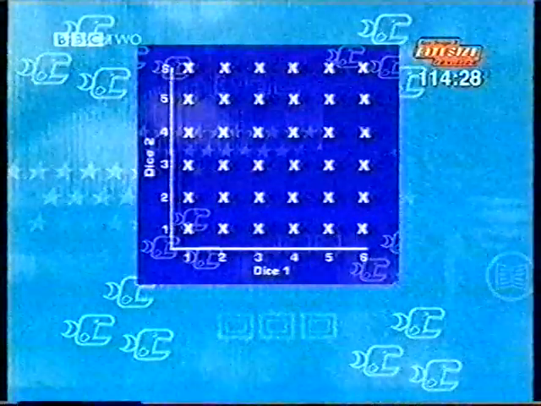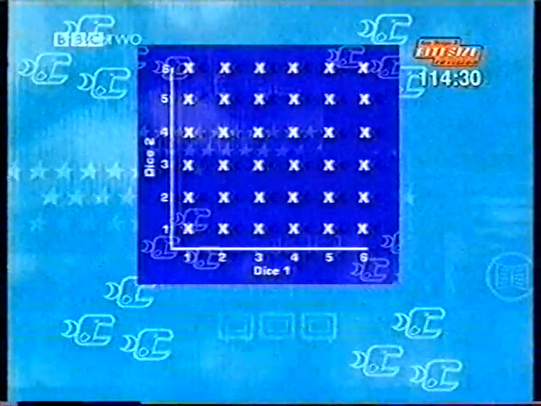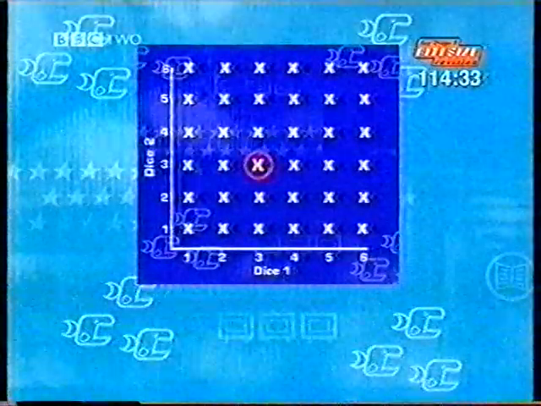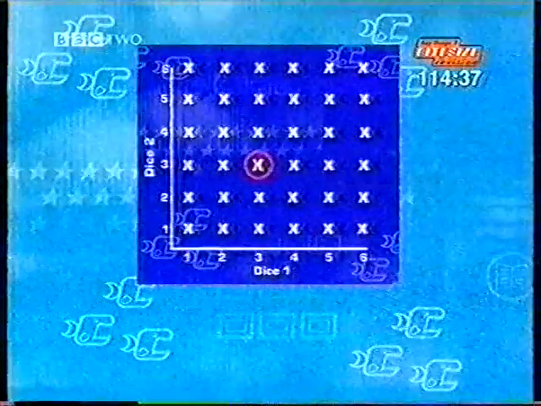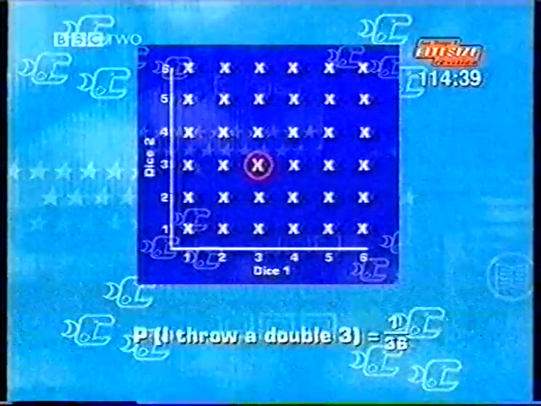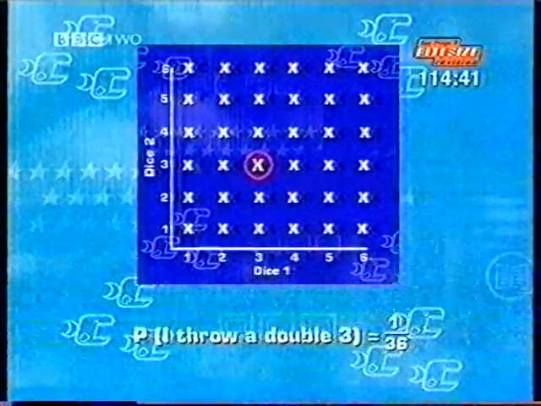Part C asks about the probability of throwing a double 3. Let's use our sample space diagram again. There is one favourable outcome of throwing a double 3, out of a total of 36 possible outcomes. So the probability of throwing a double 3 is 1 over 36.